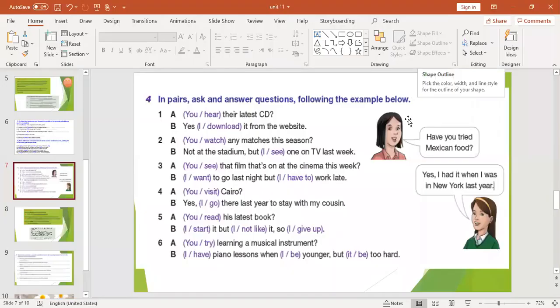باختصار هون في التمرين كلهم زي بعض. بالسؤال we are concerned about the experience, so we ask, we use the present perfect. In the answer, we are giving details, so we use the past simple.